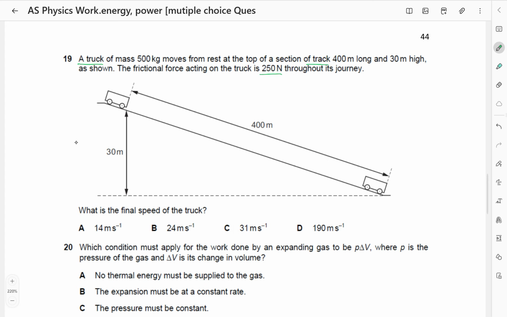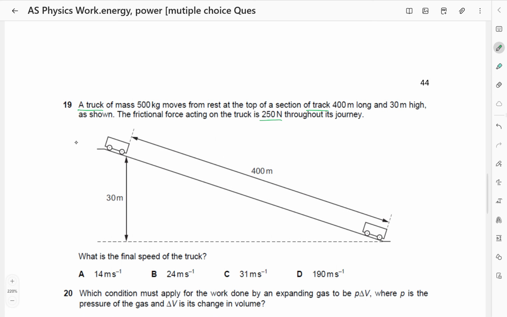So as it loses potential energy, it is gaining kinetic energy and doing work against friction. So we shall simply say the loss in potential energy is going to be equal to the gain in kinetic energy plus the work done against friction. The loss in gravitational potential energy is mgh. Remember, potential energy is mgh. Then kinetic energy is a half mv squared. And then the work done is going to be the frictional force times the distance in the direction of the force.